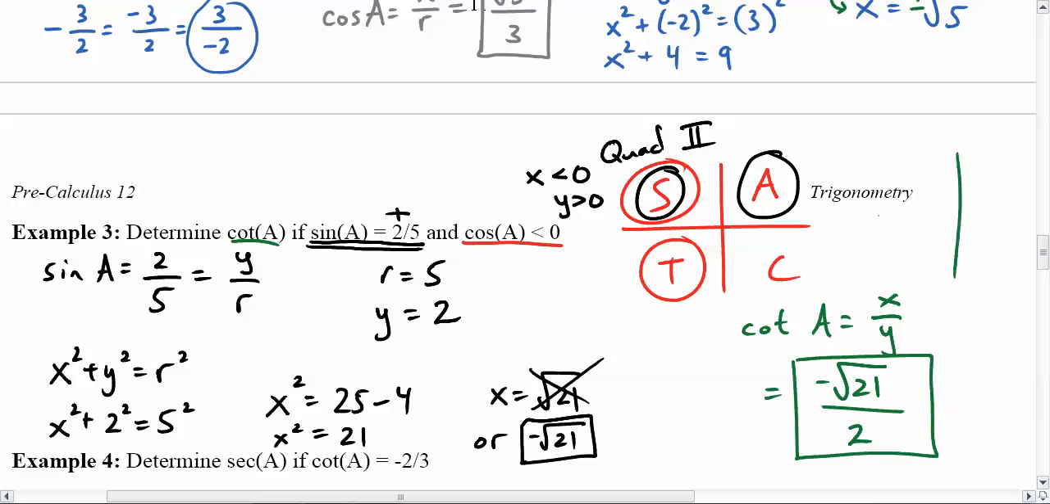Okay, so that triangle looks like it has a radius of 5. So the length is 5. It has a y-coordinate of 2, and the x value is negative root 21. So that's what the triangle looks like. If you found that angle backwards, you'd be able to get the angle inside the triangle.